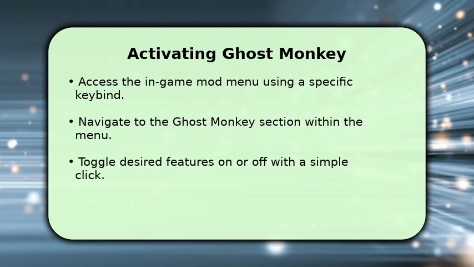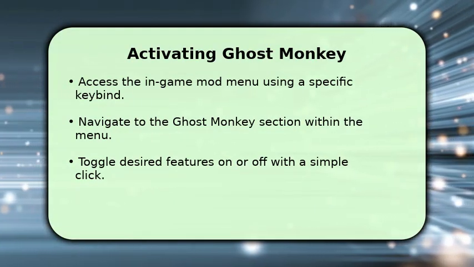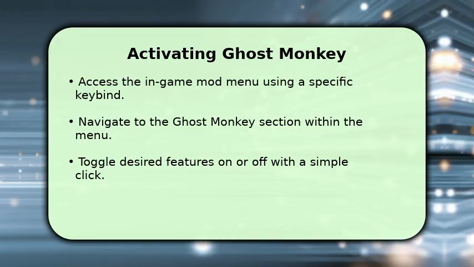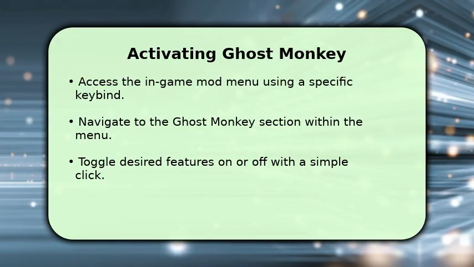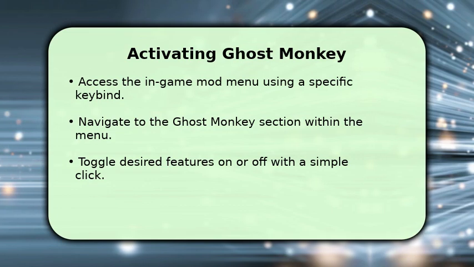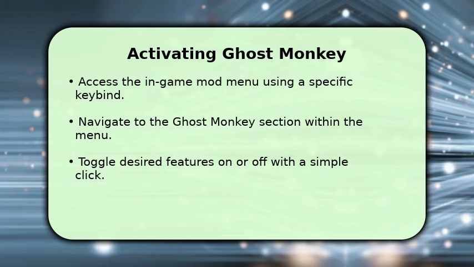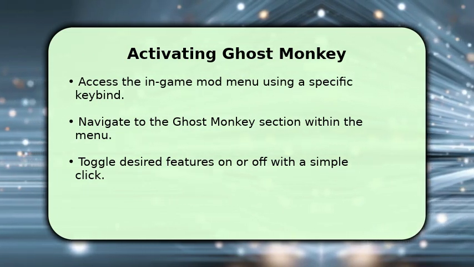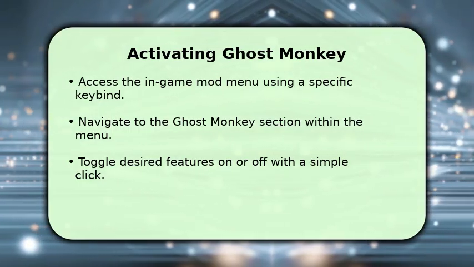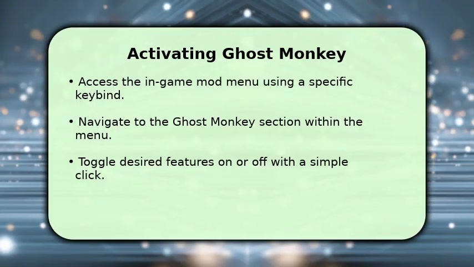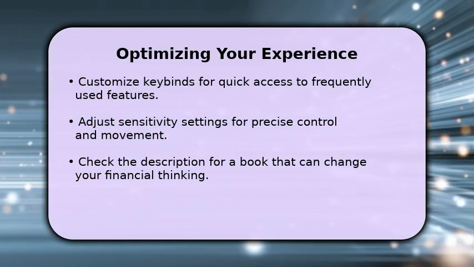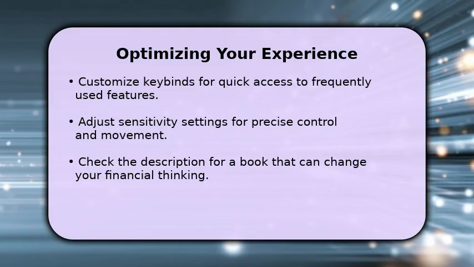With Ghost Monkey installed, launch your game. You will typically access the in-game mod menu by pressing a designated key, often a function key like F1 or F2. Within this menu, locate the section specifically labeled for Ghost Monkey. Here, you can easily browse through its various features and activate or deactivate them with a simple click, customizing your experience instantly.